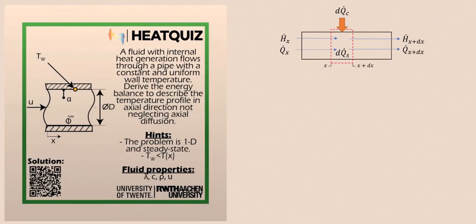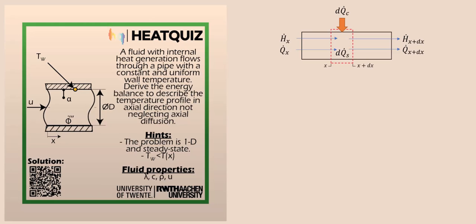The next problem states that a fluid with internal heat generation flows through a pipe with a constant and uniform wall temperature. And then they ask us to derive the energy balance to describe the temperature profile in the axial direction, and we cannot neglect axial diffusion.